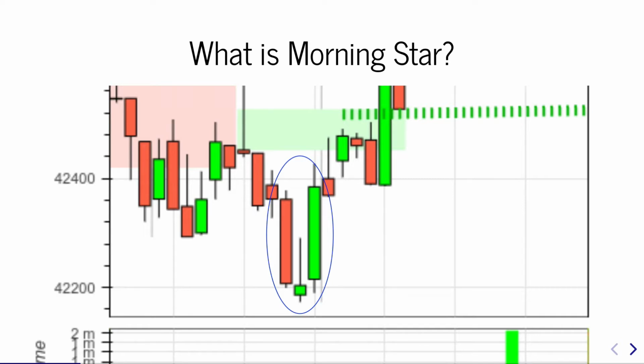short body and long wicks, and a third tall green candlestick. The middle candle of the Morningstar pattern captures a moment of market indecision. It means that the bulls are overtaking bears. The third candle confirms the reversal and can mark a new uptrend.